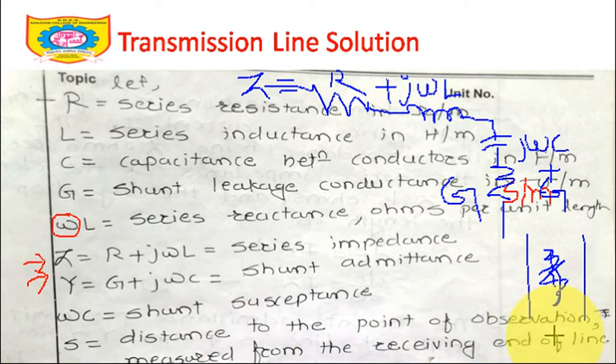S is the distance of the point of observation. So if this is a transmission line length, if someone asks you what is s, s is always a distance. Remember this point, and this is a very straightforward point. S is a distance always measured from the receiving end of the transmission line. It is not measured from the source end, it is measured from the load end. So s is the distance of the point of observation measured from the receiving end. This is very important. So let's proceed now. I hope these basic concepts are clear to you.